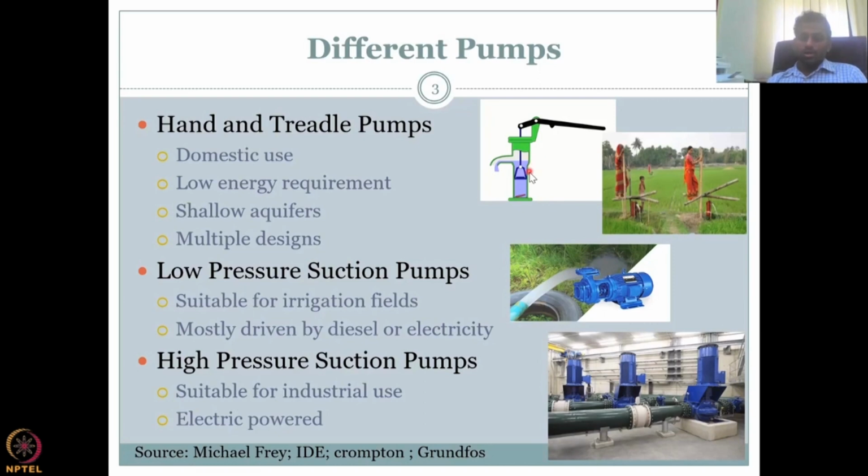Okay, so what you see here is a hand pump working, and it is purely manual. This is the first set of pumps, the hand and treadle pumps. Hand pumps are what everyone would have seen, at least in those days. You pump using a handle, you push up and down, and that drives a system to go up and down into the well, in that kind of architecture.